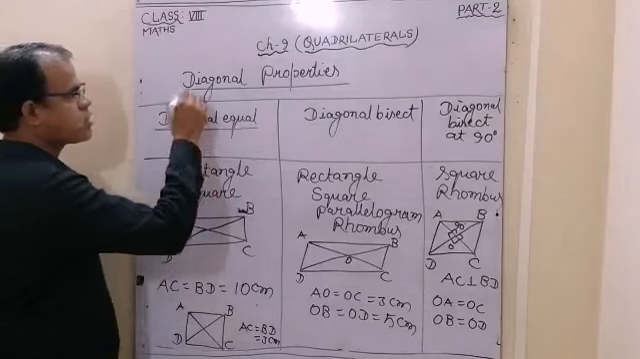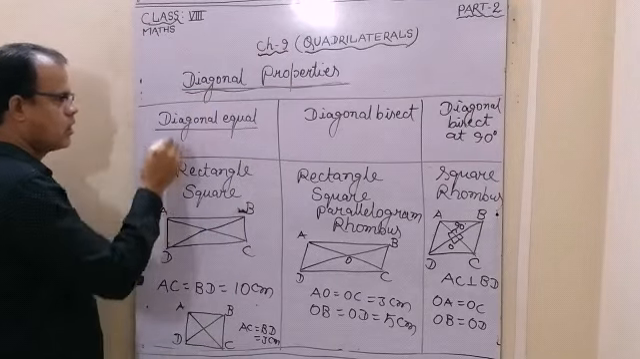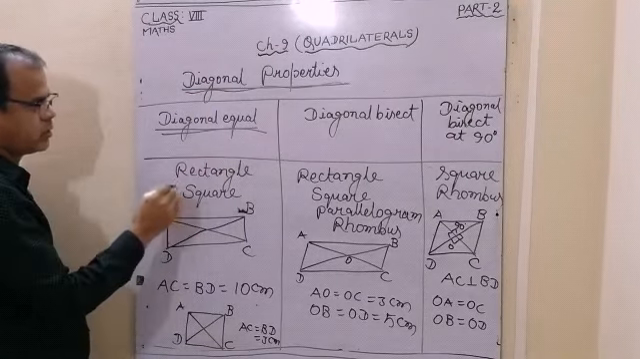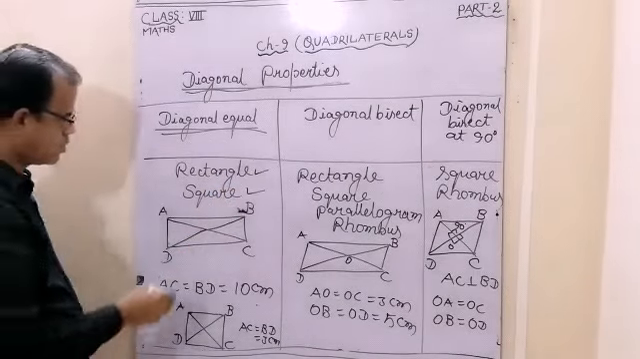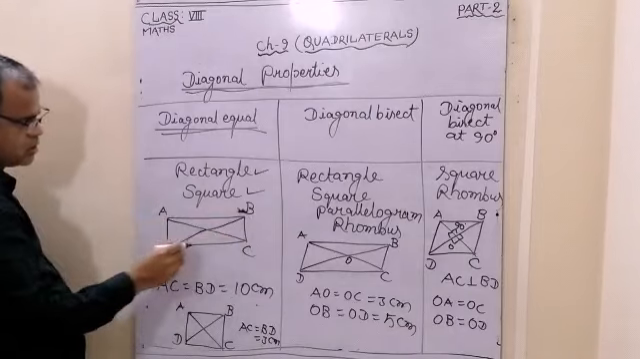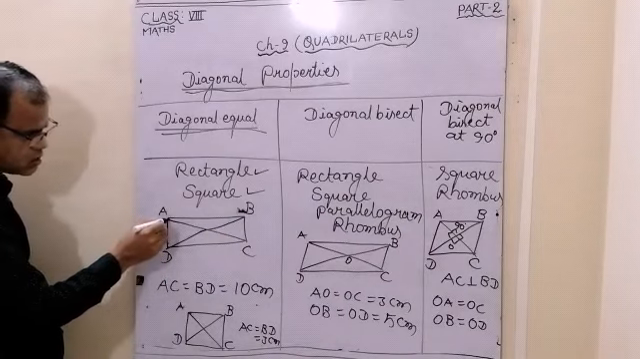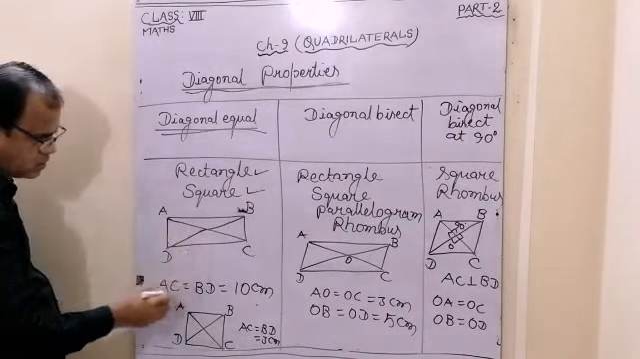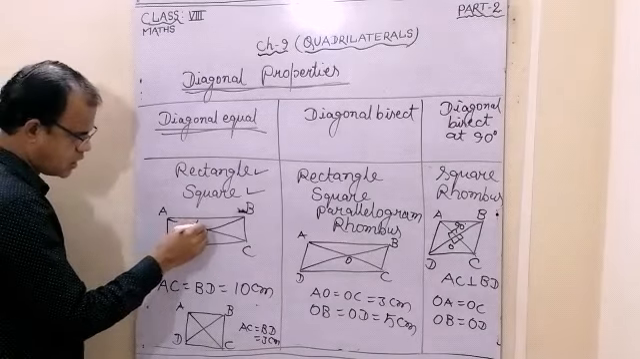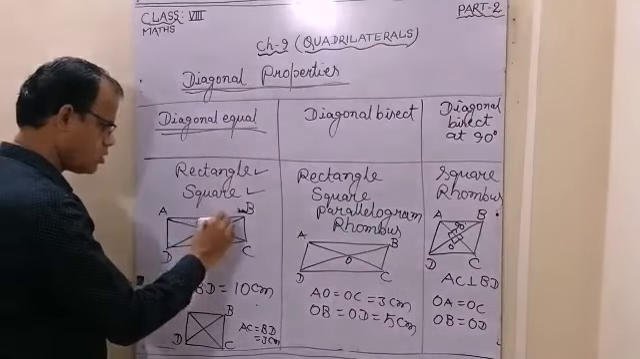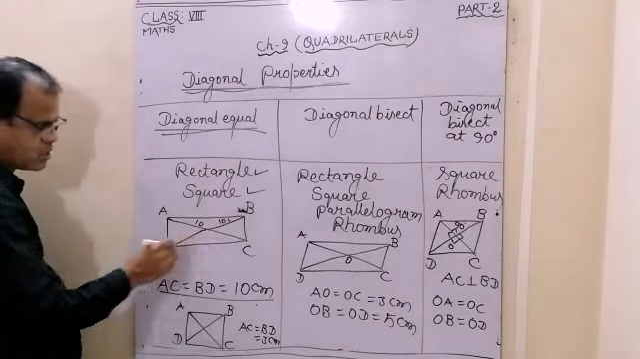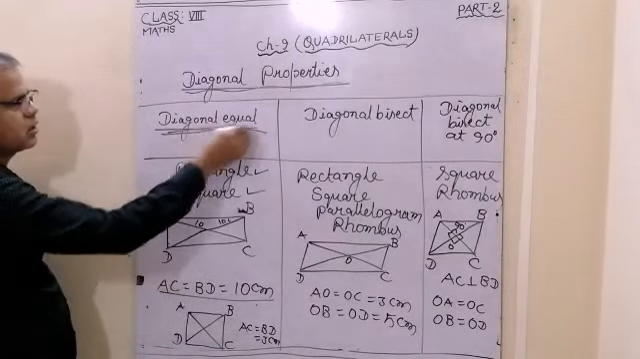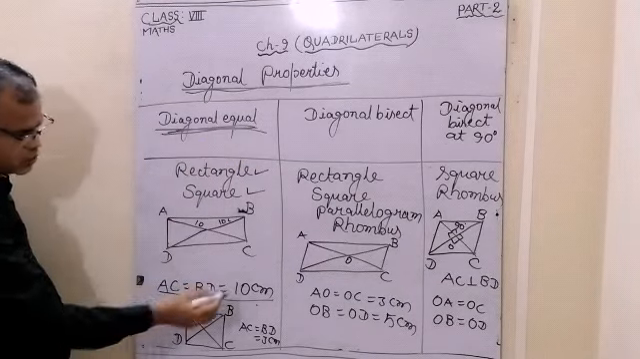Yes student, next diagonal properties. Diagonals are equal in a rectangle, and in a square also. So look here, ABCD is a rectangle. Here you can see AC equal to BD. Suppose AC is 10 centimeters, then BD is also 10 centimeters. So its diagonals AC and BD both are equal. So AC equal to BD.